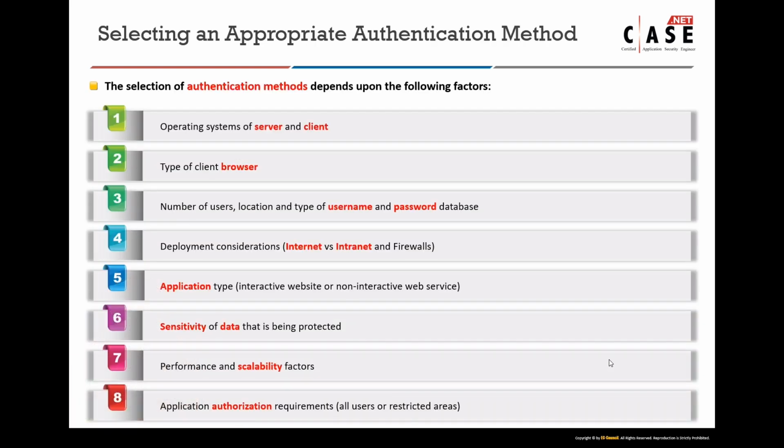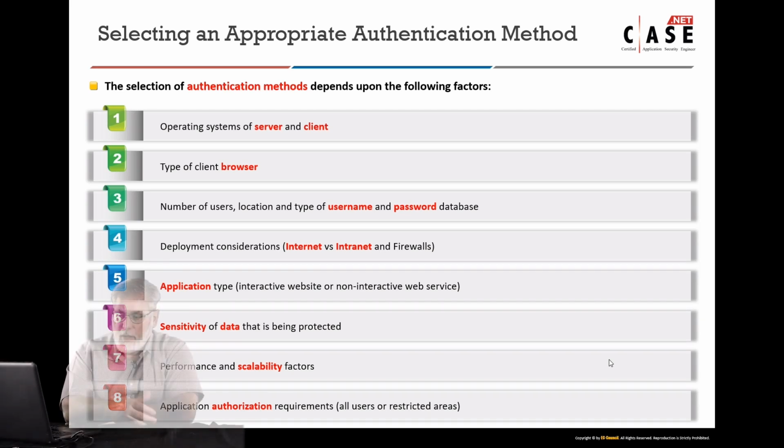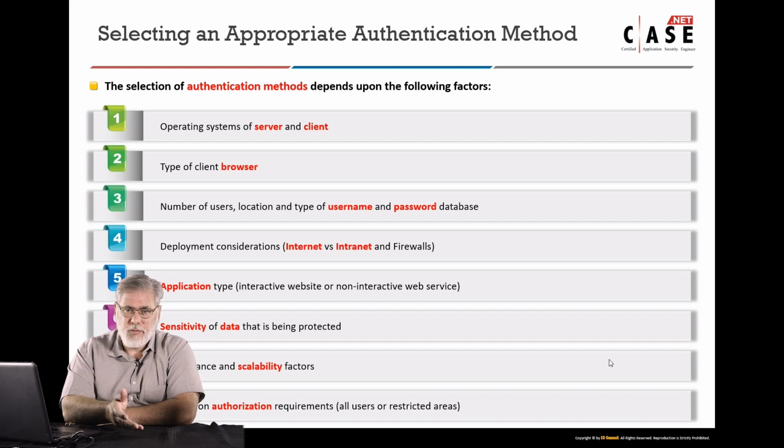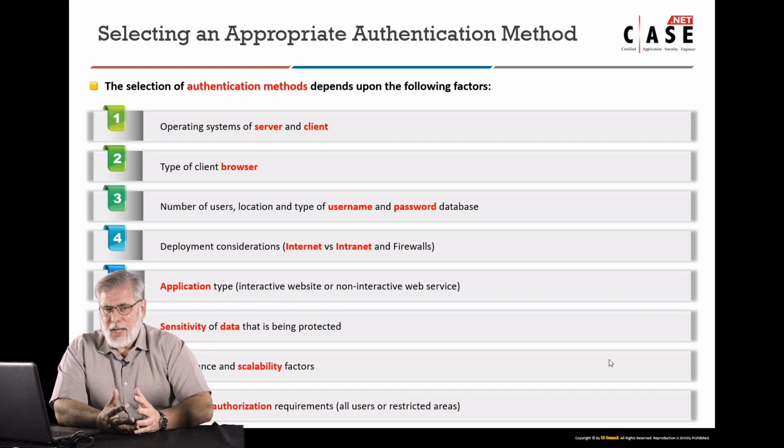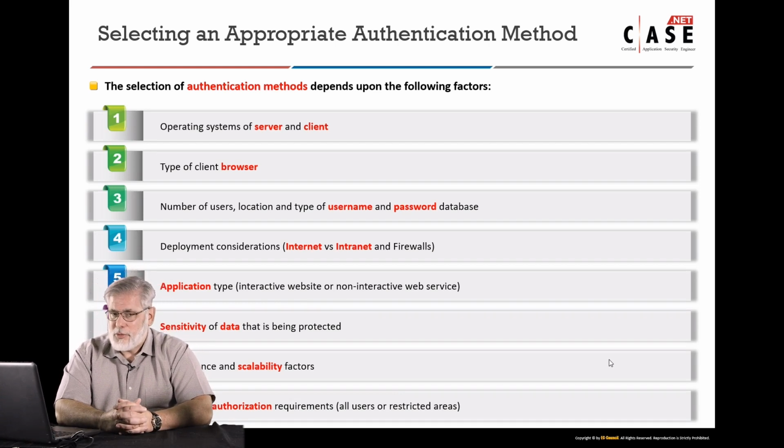Okay, we introduced you to several different types of authentication. How do you pick which one? Well, there's a lot of things you have to consider. First of all, the operating systems of the server and client. Yes, you're running an ASP.NET app, and yes, it's running in IIS. But if you have clients that might be using other operating systems, Windows authentication is out. What about the type of browser they are using? Do you allow any browser, or do you have a set range of browsers they can use?